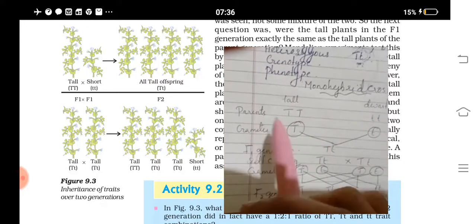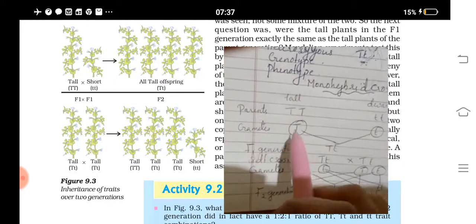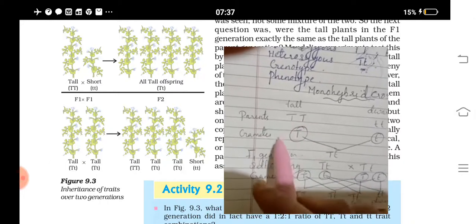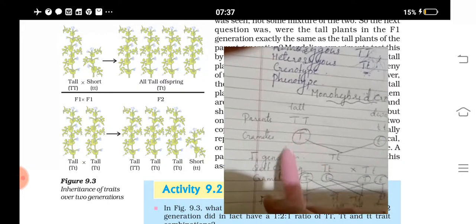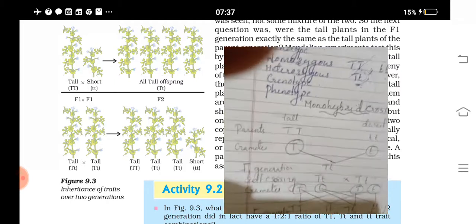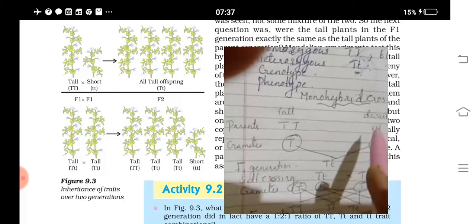Then they produce gametes like this, isn't it? This parent will produce the gamete like this, capital T only. One gamete will have only one gene, isn't it? Why? Because the gametes are produced after meiosis. And likewise here also, isn't it?